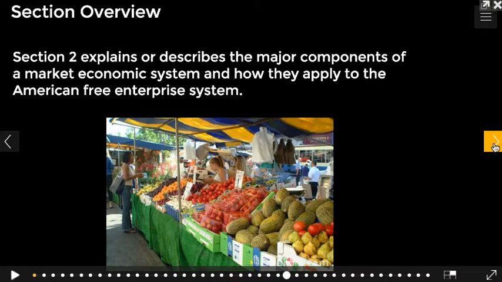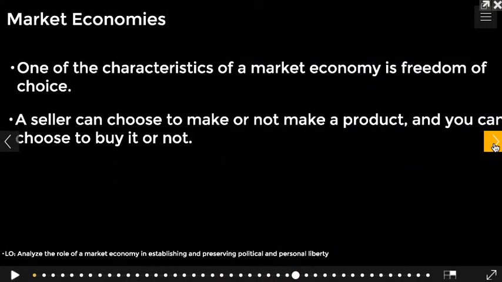Section 2 explains or describes the major components of a market economic system and how they apply to the American free enterprise system. One of the characteristics of a market economy is freedom of choice. A seller can choose to make or not make a product, and you can choose to buy it or not to buy it.